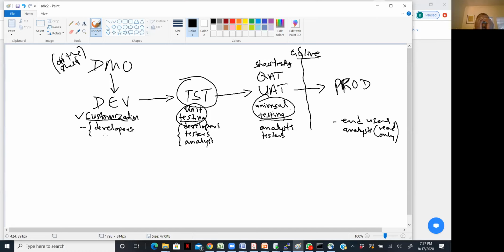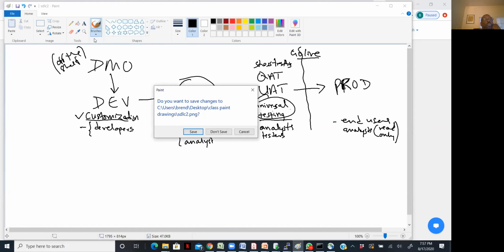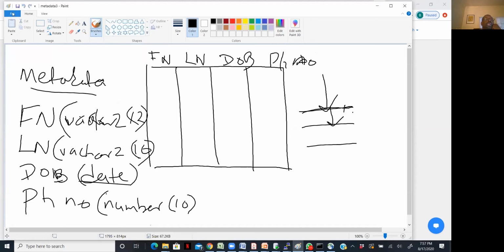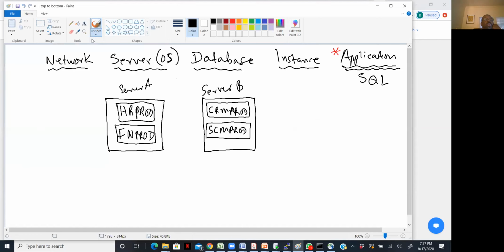So if you work in an environment, assume that your environment has 2 servers, server A and server B.